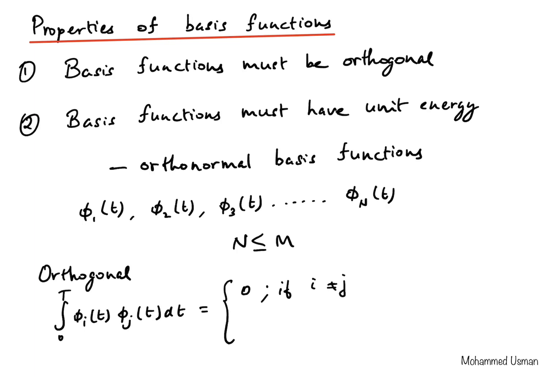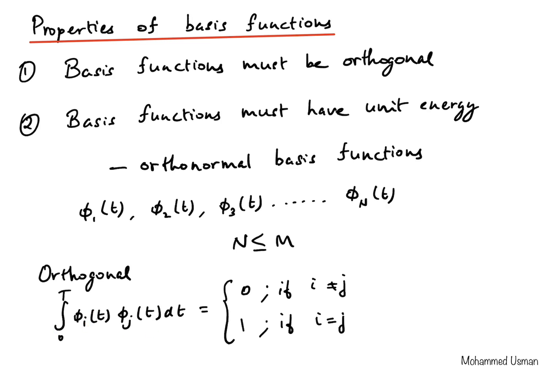So that means if we take i and j to be different numbers, so between phi 1 and phi 2, phi 1 and phi 3, or phi 2 and phi 4, or phi 2 and phi 3, the dot product will be 0 if i is not equal to j, and it's equal to 1 if i is equal to j. That means if i is equal to j, that's the dot product of phi 1 of t with phi 1 of t.